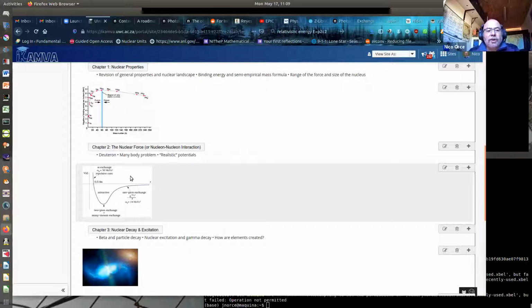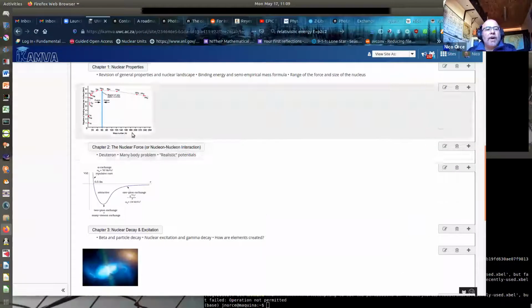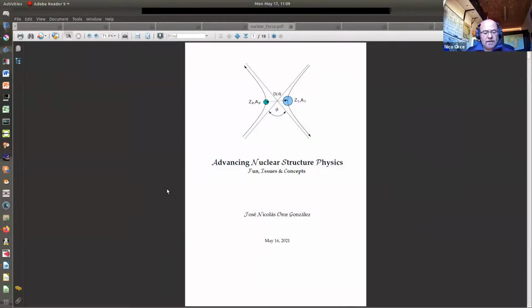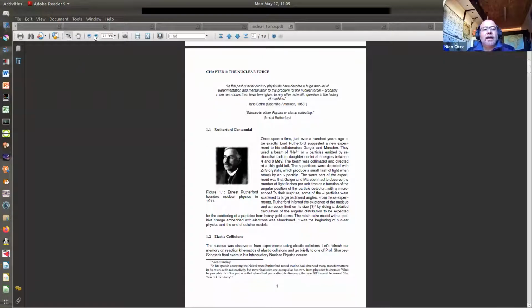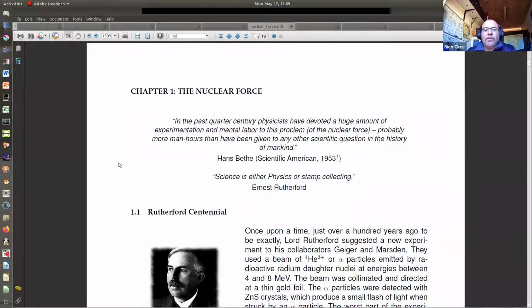So this comes from data, extracted from data, and we fit what we call the phase shift to the available cross sections. This is a more advanced subject, but I want to let you know that I also posted on chapter 2 the lecture notes that we're going to follow. Here at the beginning we introduce a little bit of the issue with the nuclear force.